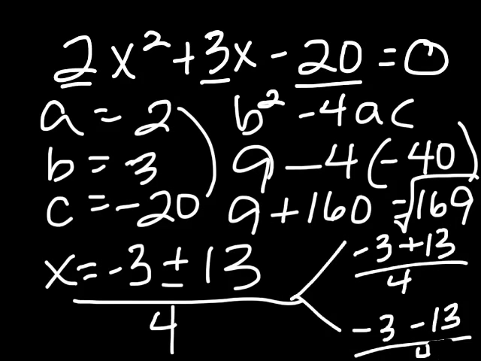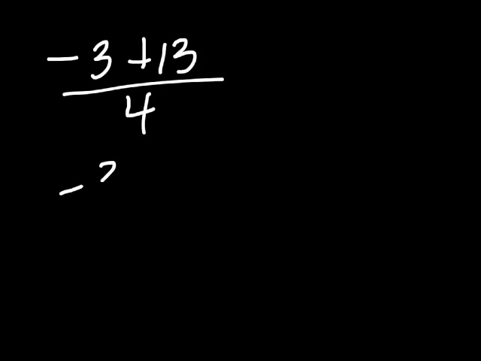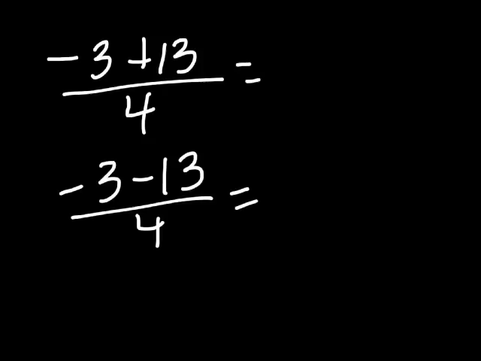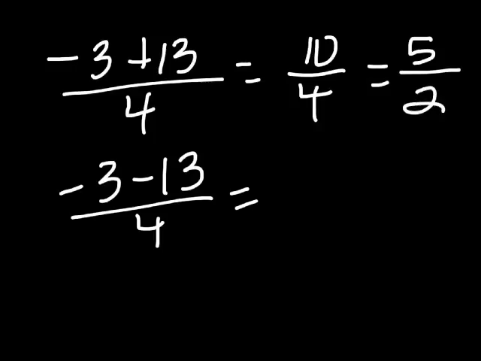Okay? So let's go on to the next page and solve that out. So you have negative 3 plus 13 over 4 and negative 3 minus 13 over 4. So 1 would be 10 over 4. That reduces to 5 halves. That's one of your solutions.